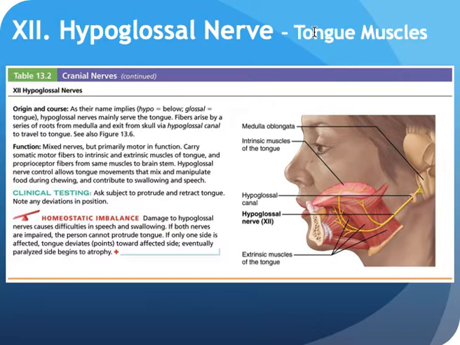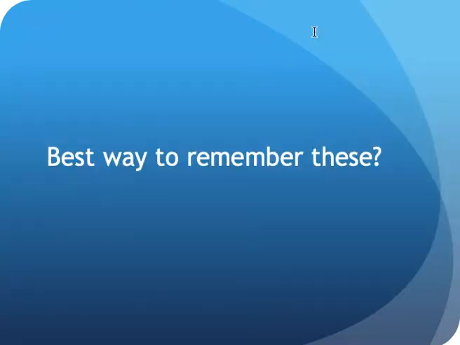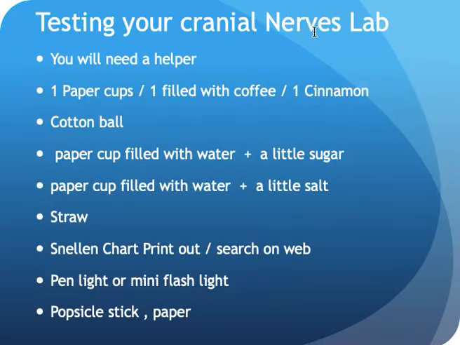And then again, we're going to look at a way where we can do a little test at home. If we were in lab, we would do this on each other. But it's good to do it at home with a partner, and it'll help you remember everything a little bit better, okay? So the best way to remember this is to do this little cranial nerve test. You're going to need a helper. You need a couple paper cups. You're going to have a little bit of coffee, a little bit of cinnamon. You can work through the list here. It's going to allow us to test each one of these nerves and then help us to remember what we have to know for our test.